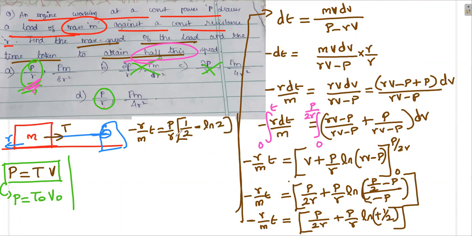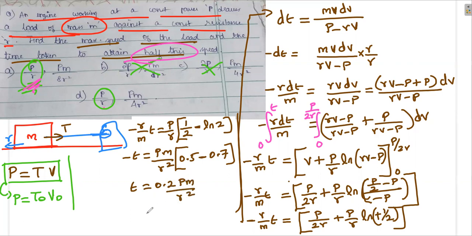Taking the minus outside and cross multiplying, minus t is equal to pm by r square times (1 by 2, which is 0.5, minus ln 2). ln 2 is 0.6931, approximately 0.7. I'm just approximating. So it is minus 0.2, and the minus minus cancels, giving just 0.2 pm by r square. So t is 0.2, that is 2 by 10, which is 1 by 5, pm by 5 r square. This is the time taken for the particle to attain half of its maximum speed.